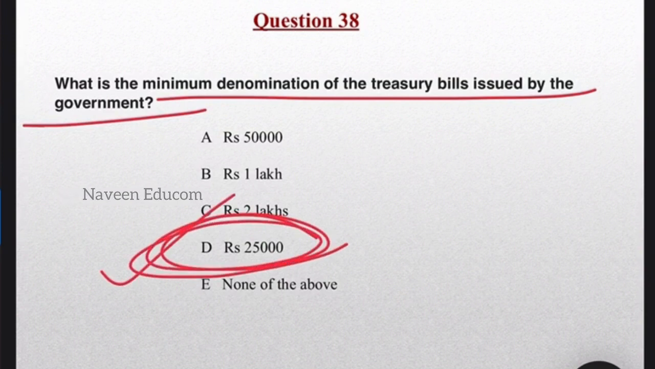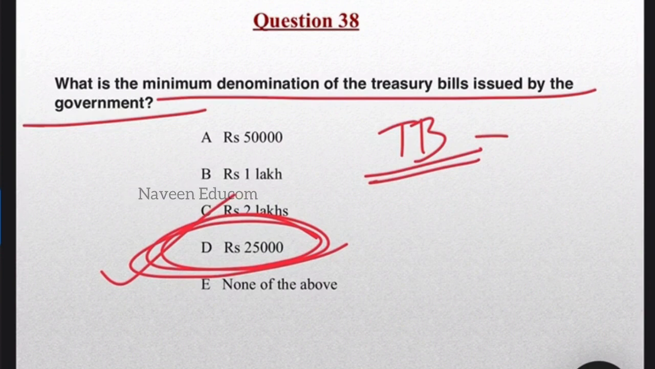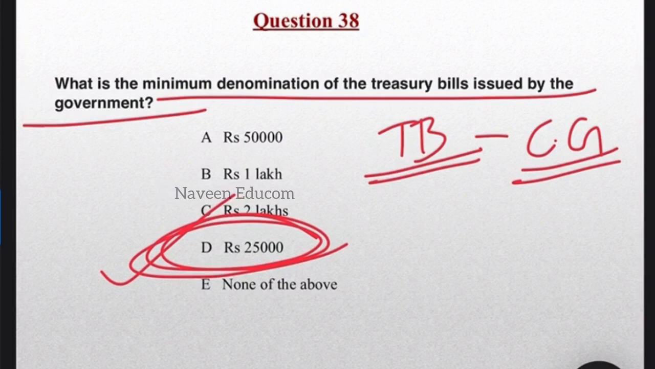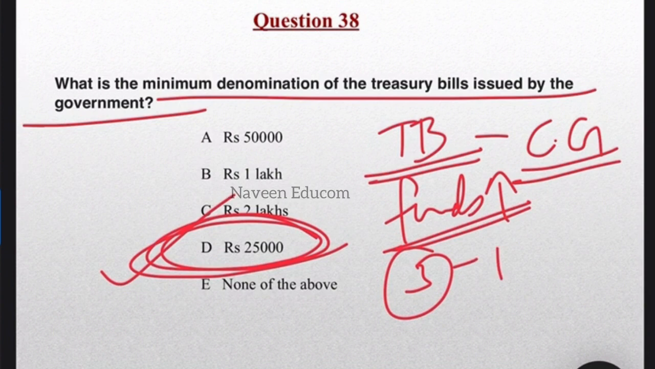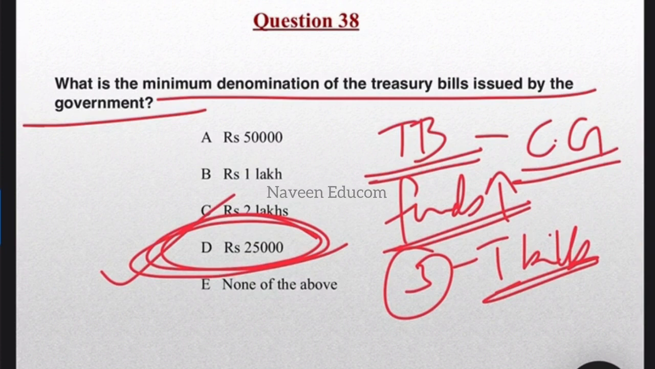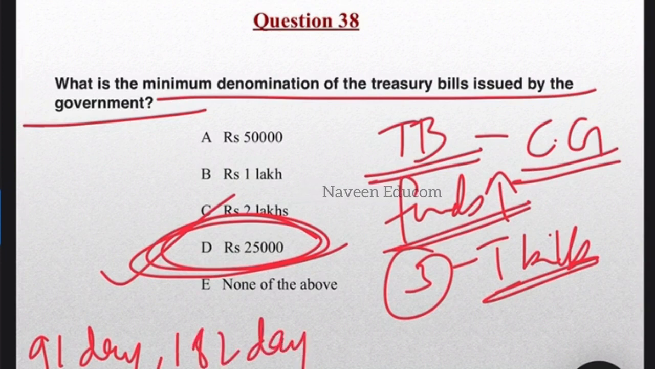Answer is option D, rupees 25,000. The important point you have to know is what a treasury bill is. Students, treasury bills are issued by the central government in order to raise funds from the market. There are three types of treasury bills in practice now: 91 day, 182 day, and 364 day. There is no T-bill issued by the state governments as of now.